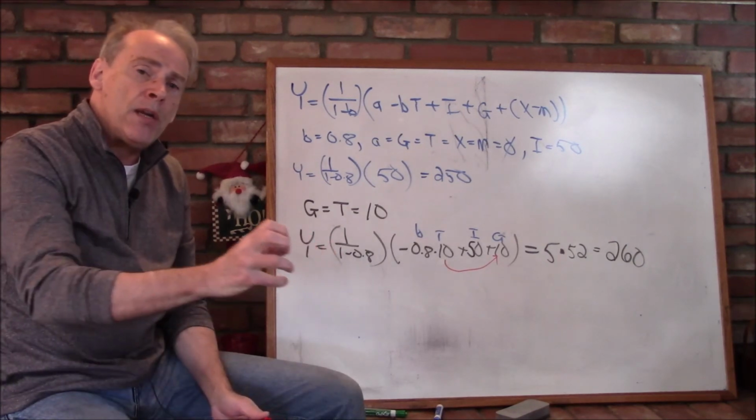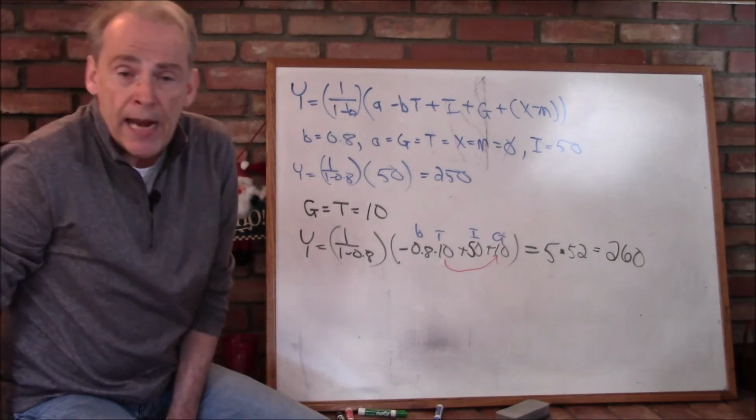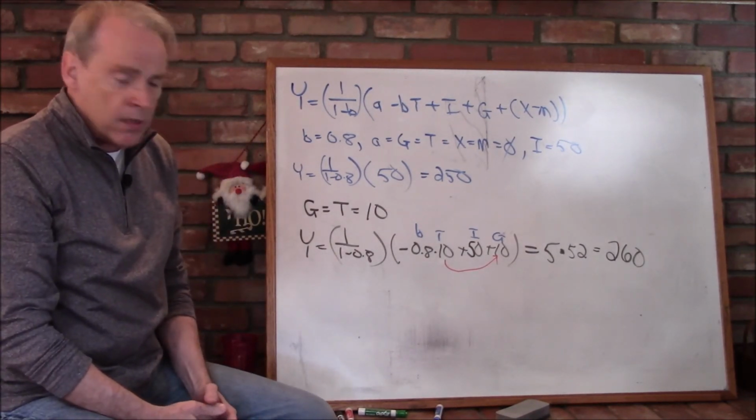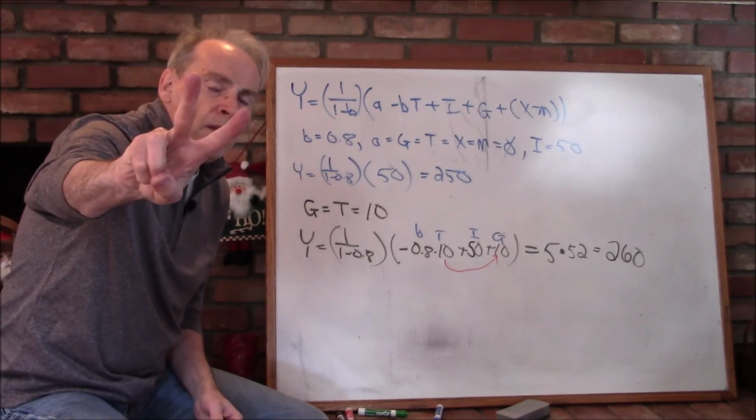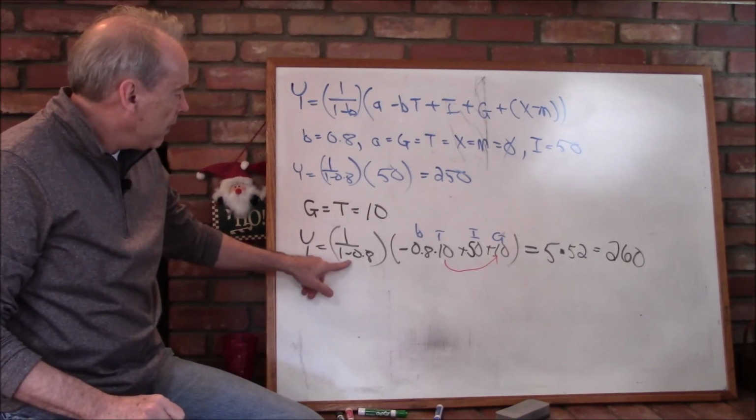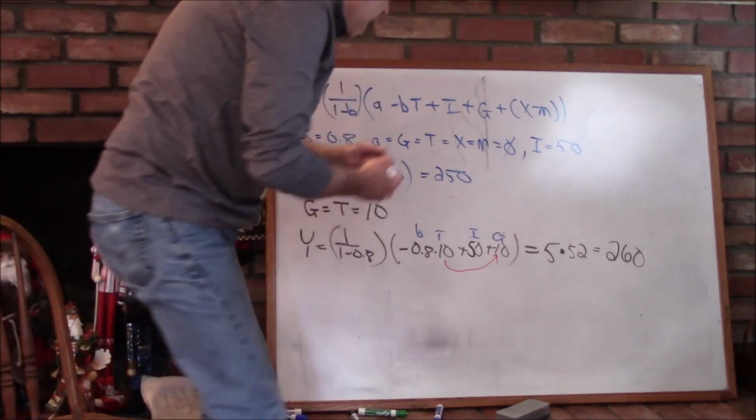When they took that $10 out of the paycheck, you would have gone and spent $8 of that and thereby created more income. But the government is going to spend all of it. So they're going to spend $2 more than you would have. And what's 2 times 5? It's 10. And notice the difference here is 10.